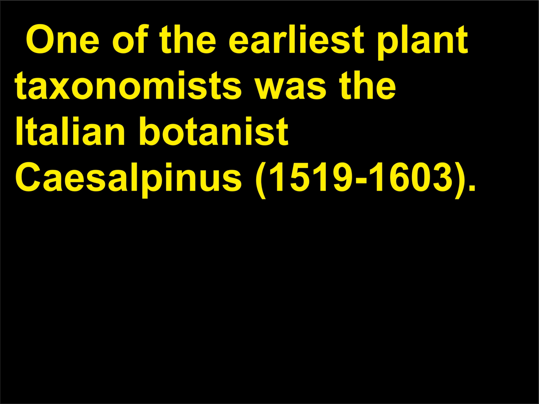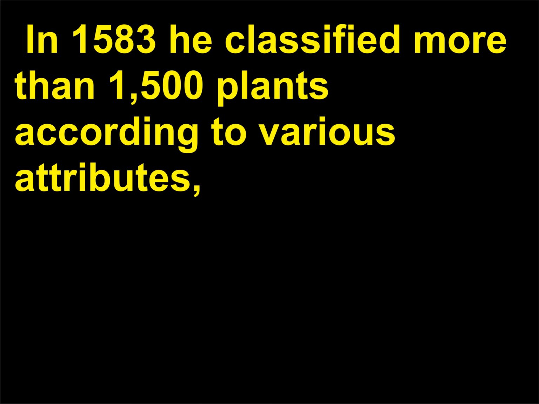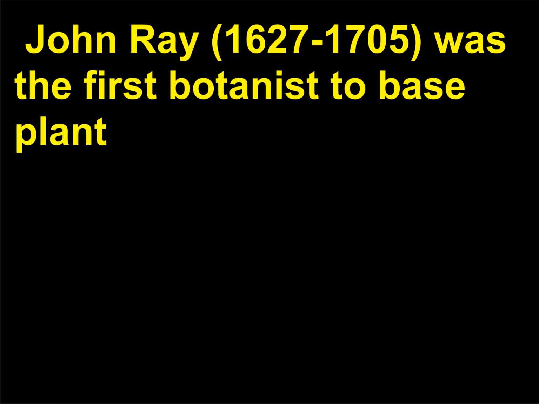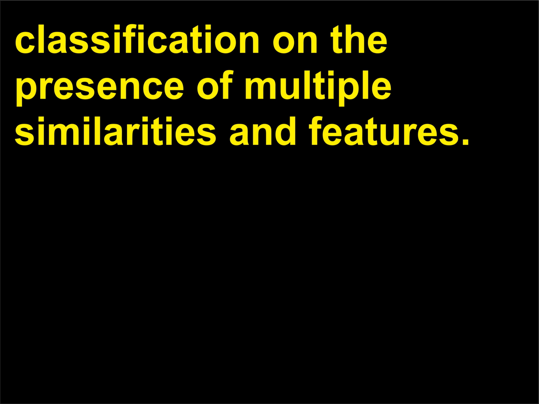One of the earliest plant taxonomists was the Italian botanist Cesalpinus, 1519 to 1603. In 1583 he classified more than 1,500 plants according to various attributes, including leaf formation and the presence of seeds or fruit. John Ray, 1627 to 1705, was the first botanist to base plant classification on the presence of multiple similarities and features.